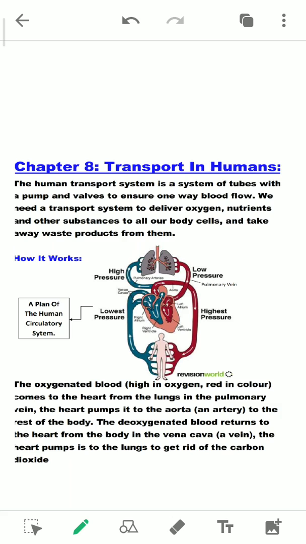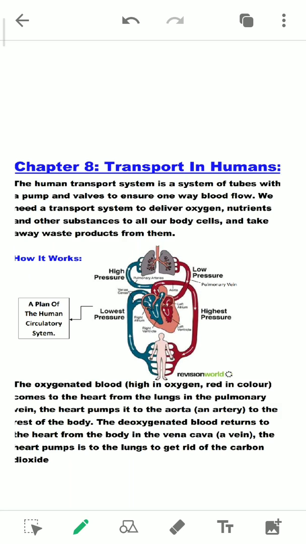Okay, let me give you a little recap. The human transport system is a system of tubes with a pump, which is basically the heart, and valves to ensure one-way blood flow. Okay, here the valves I already discussed in the previous lecture as well. That valves are the flaps in the tubes that stop the blood from flowing backwards. Okay, so if it does not allow the blood to flow backwards, it will only let it flow in one direction. We need a transport system to deliver oxygen, nutrients, and other substances to all our body cells and take away waste products from them. Okay, you already know this thing. Okay, let's start with the main concept, how the heart basically works.